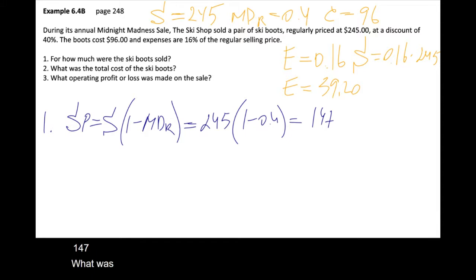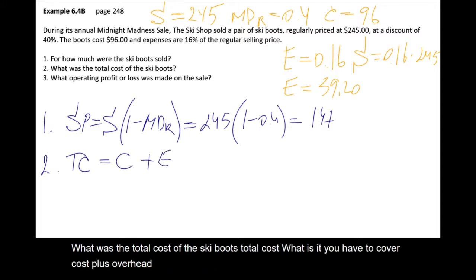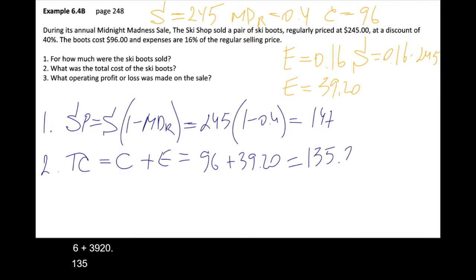What was the total cost of the ski boots? Total cost, what is it? You have to cover cost plus overhead expense. So cost is 96 plus 39.20. So 96 plus 39.20, 135.20.